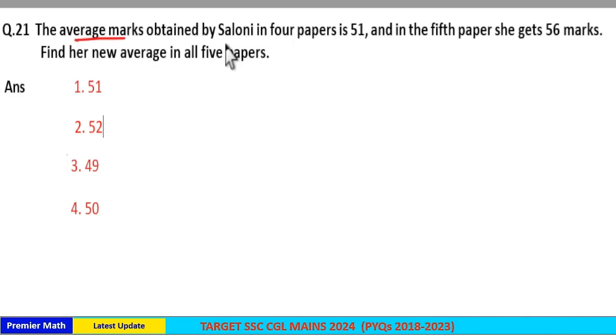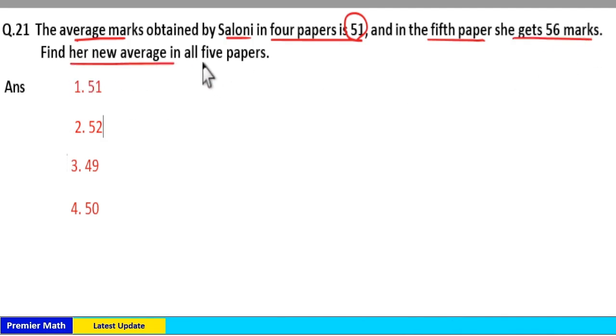The average marks obtained by Saloni in 4 papers is 51, and in the 5th paper she gets 56 marks. Find her new average in all 5 papers. New average is equal to the old average, which is 51 for 4 papers.